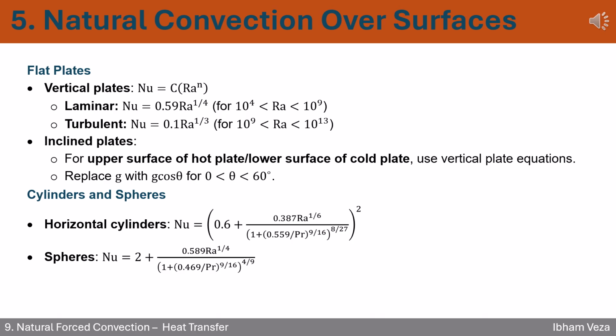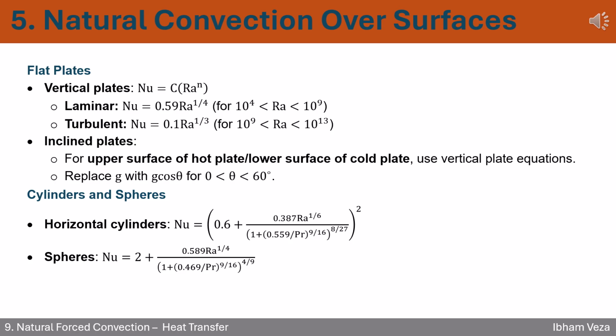5. Natural convection over surfaces. Let's make sense of how natural convection behaves over surfaces. Instead of overwhelming with complicated formulas, focus on key patterns. For flat plates, the Nusselt number is linked to the Rayleigh number using simple power laws.